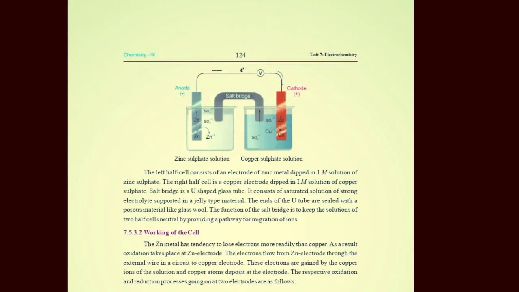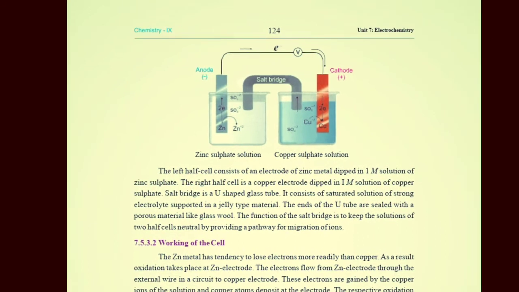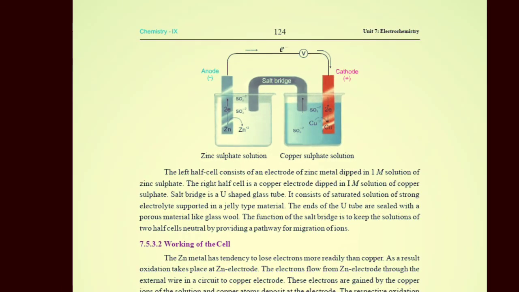Because electrons move from the anode to cathode, first of all, what will happen? The left half cell consists of an electrode of zinc metal dipped in 1 molar solution of zinc sulfate. The right half cell is a copper electrode dipped in 1 molar solution of copper sulfate.